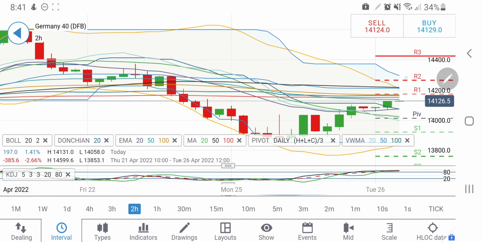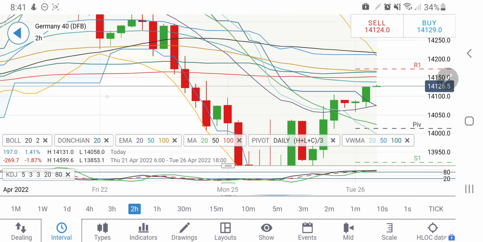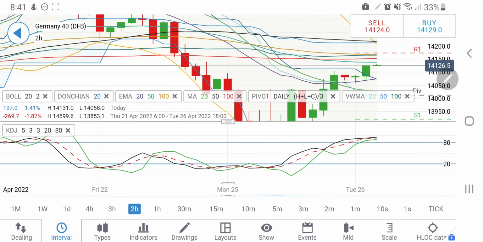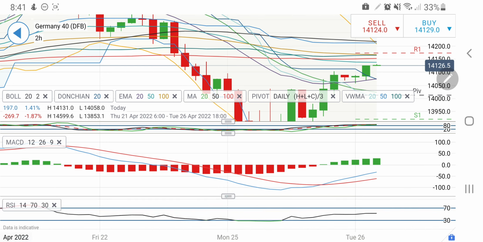The support here at 14,000 is now going to be very strong support for Germany 40 for any further drop. On the contrary, on the upside, there is a resistance at 14,150, 200 zone. This zone is going to be important for Germany 40 to break past and sustain above. 2-hour stochastic is also overbought. If it can sustain oversold levels, it can sustain overbought levels also. MACD is wide divergent and still on the buy side.